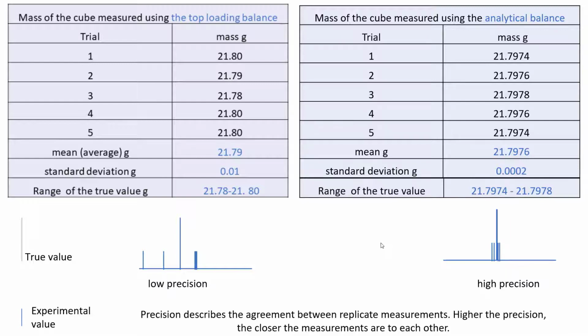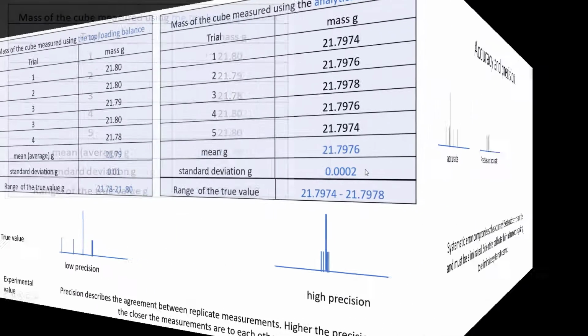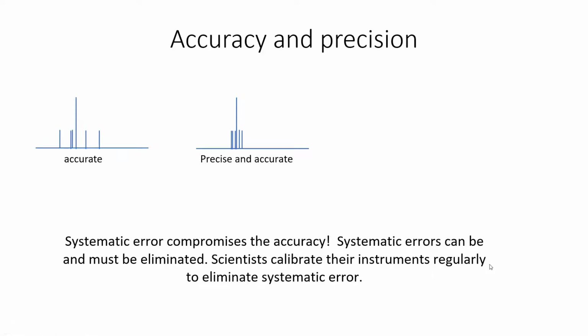If there are only random errors, the mean of the data represents the true value. In fact, what we see here is a range for the experimental true value, which is defined by the mean and the standard deviation. If there are non-random errors, or in the presence of systematic errors, accuracy will be compromised, like in this picture. For example, not leveling the balance properly is a systematic error. Systematic errors can be eliminated. Therefore, we calibrate our instruments regularly to eliminate systematic errors.